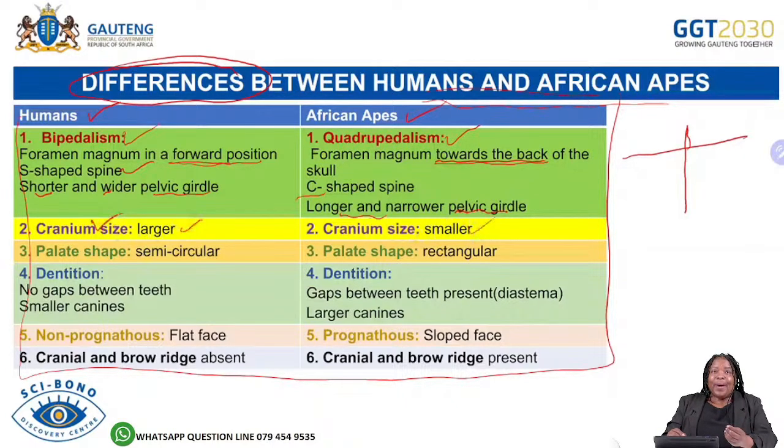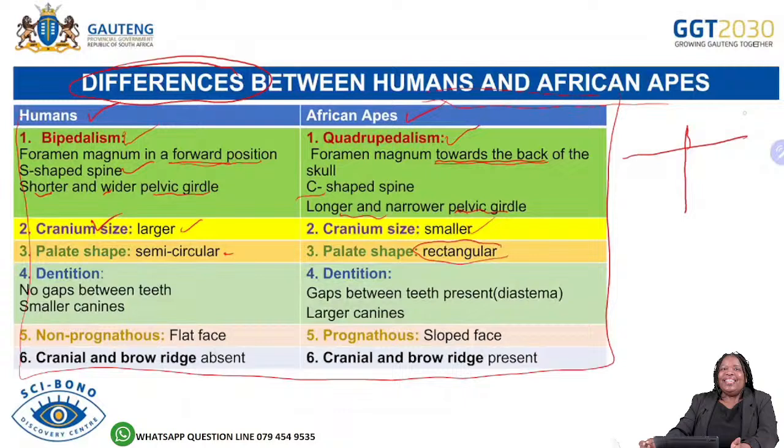Let's talk about the palate shape, right? Now, remember, we've got the upper palate, we've got the lower palate, okay? So both humans and other primates do have that. But in the case of humans, the palate shape is semicircular. A circle? But if it's semi, it's half of that. So palate shape is semicircular in humans, and palate shape is rectangular in African apes, okay? We will be doing questions around this to check the application, whether you understood or not, right?